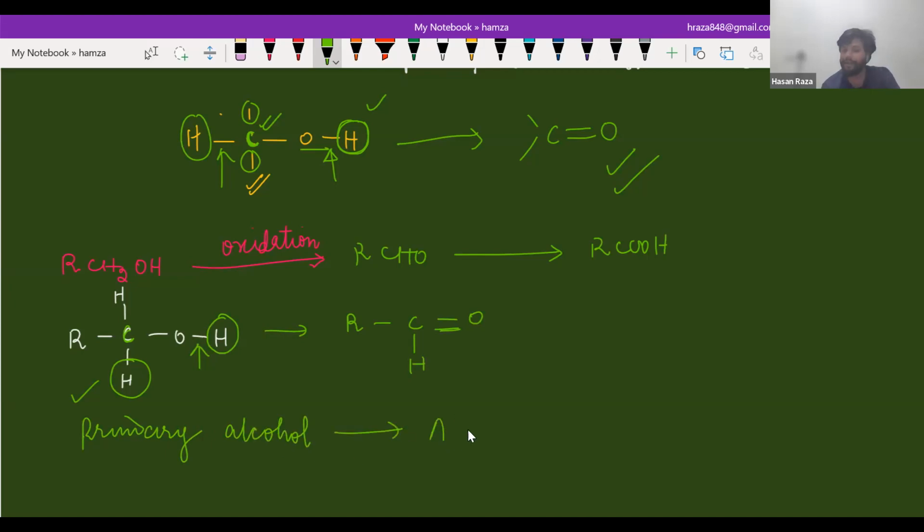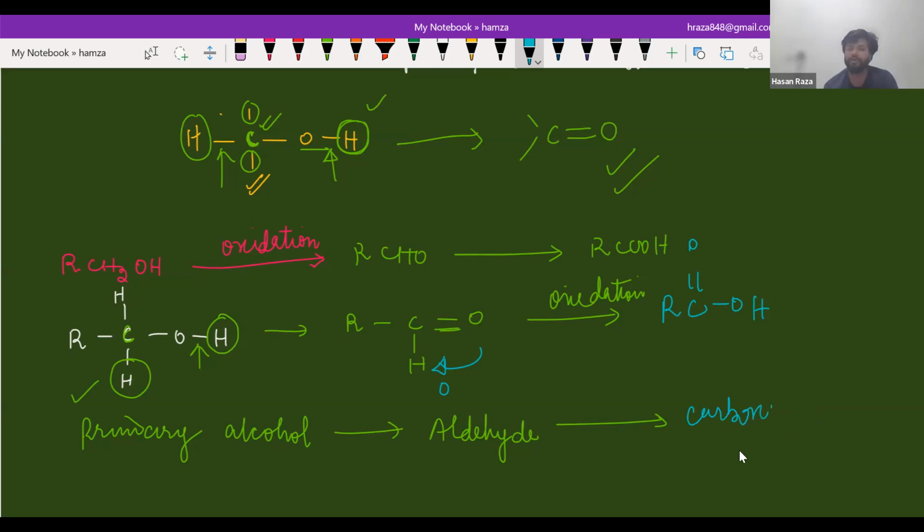into aldehyde, if the reagent is milder. And if you are going to oxidize this aldehyde again, what will happen? It's very simple to understand. One oxygen will be added here and you will get RC double bond O OH. So basically, what is oxidation? Oxidation is either a removal of hydrogen or addition of oxygen. So in the first step, removal of hydrogen took place, and in the second step, addition of oxygen took place.